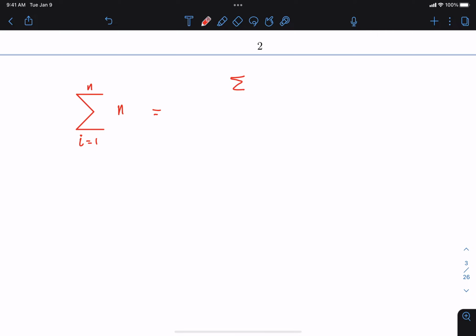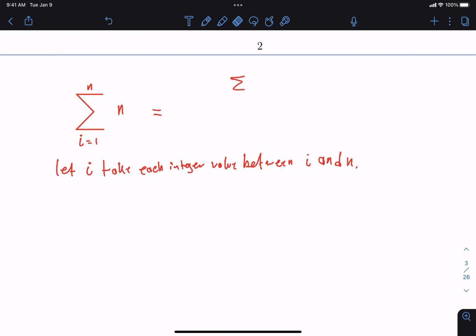Let's do an example. What this means is, look, you're going to let i range from 1 to n. So you're going to let i take each integer value between 1 and n, and you're going to sum up a function of i. A function of i. So what does this mean? Well, you let i take each integer value, plug in to f, and sum.